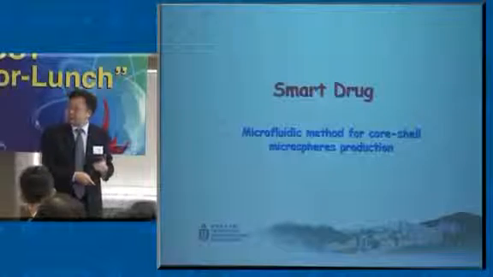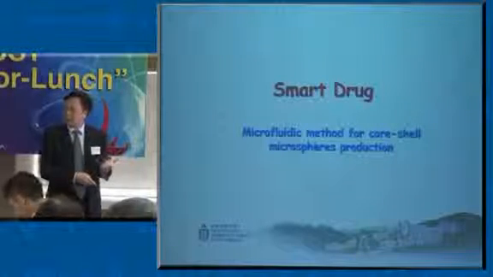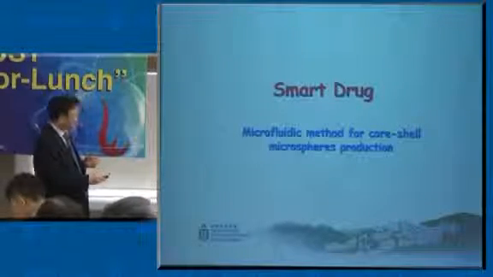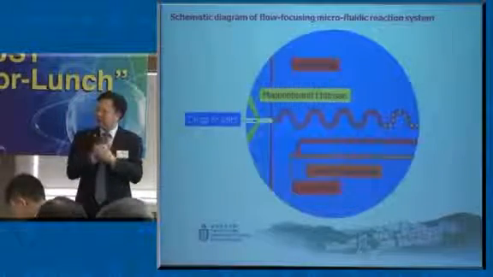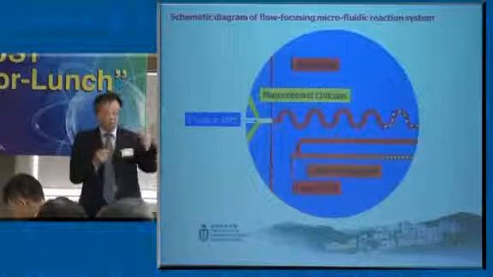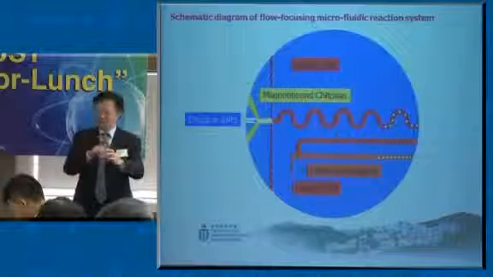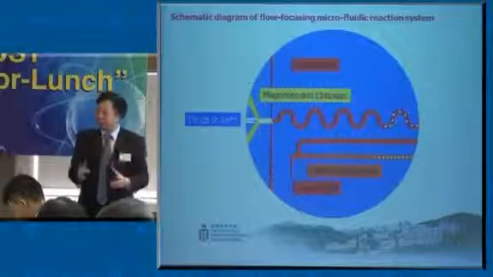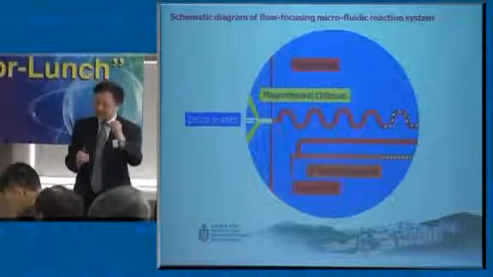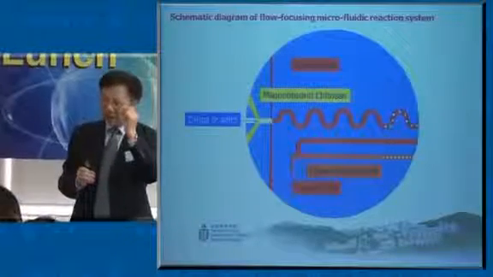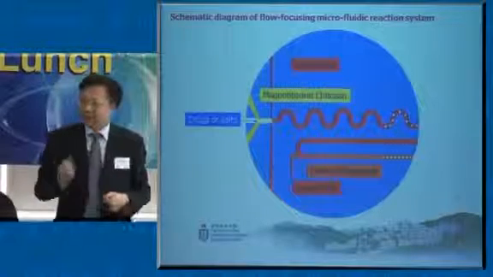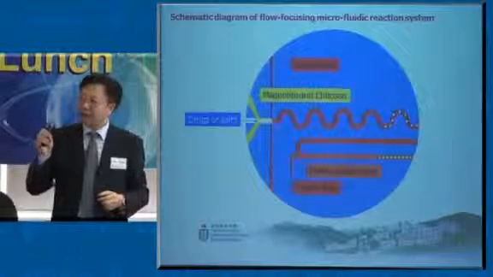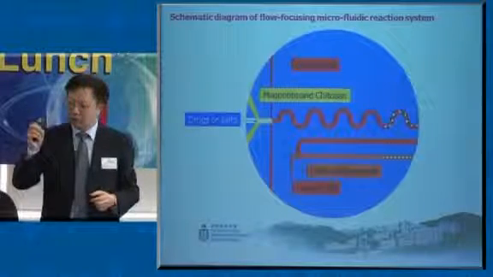Another thing we introduce is the smart drug. Smart drugs are very useful for drug delivery or smart drug release. So what is a smart drug? It's a core-shell microsphere. Core-shell is like a chocolate, with a core inside. But the size is a micron. It's very difficult to make such small core-shell spheres.